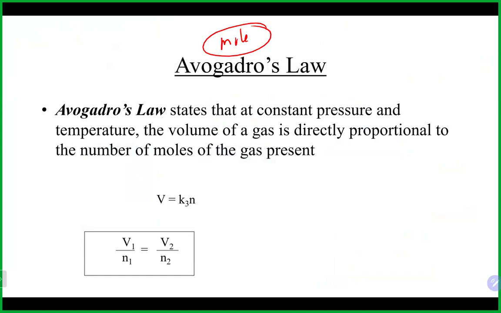V1 over N1, where N is the number of moles, equals V2 over N2. This is actually at constant pressure and temperature. And it states that at constant pressure and temperature, the volume of the gas is directly proportional to the number of moles of the gas that are present. So this is Avogadro's law, which obviously you could plug and chug in there, just like all the other ones, and solve for anything that's missing.